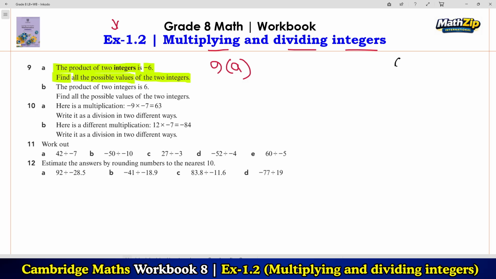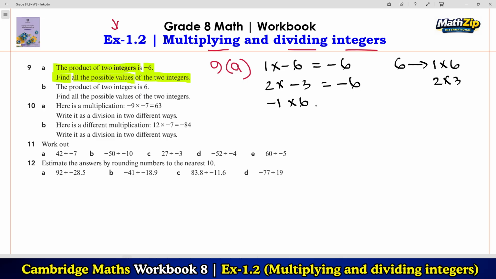So for 6, we can write 1 times 6 is 6. 2 times 3 is also 6. So if we make combinations and we have to find the result, it should be -6. How? Like 1 times -6, it will be -6. 2 times -3, it will be -6, right? And same thing, -1 times 6, it will be -6.